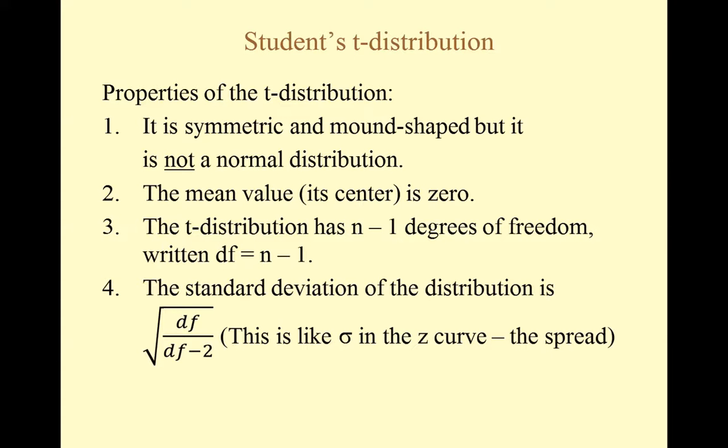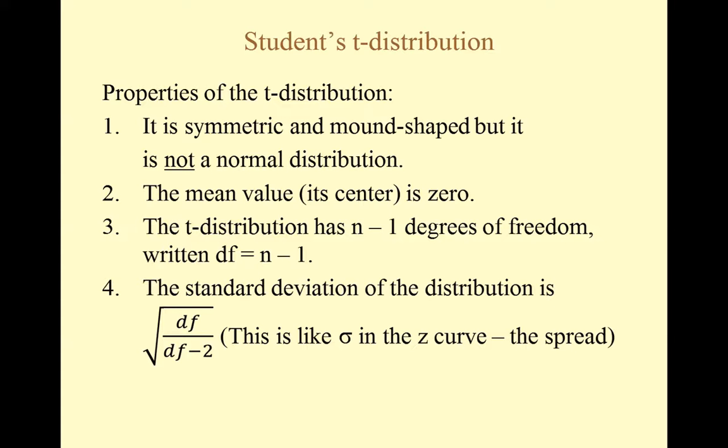So what are some properties of the t-distribution? Well, as you noticed, it is symmetric and mound-shaped, but it's not a normal distribution. It has some different characteristics. The mean value, or where it is centered, is 0, just like the z-distribution. The t-distribution has n-1 degrees of freedom. Now, the degrees of freedom just tells you which curve you're talking about. It is written as df for degrees of freedom equals n-1 for now.